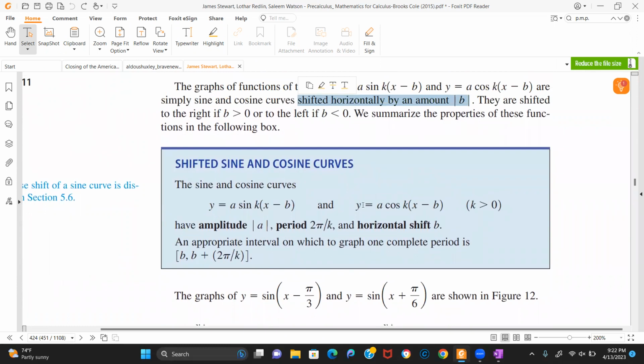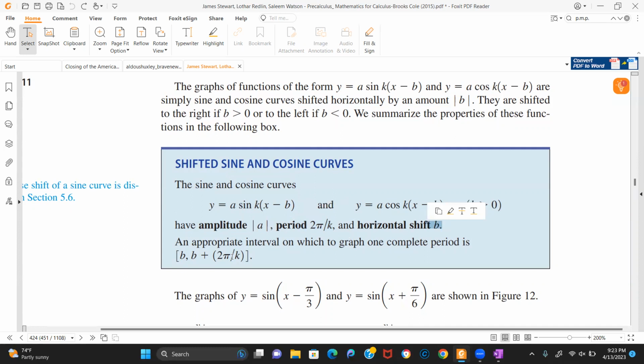So here's just a summary of that. This is kind of just generalizing what we just did. So you have these curves, k is some positive number. Then the amplitude is going to be the absolute value of A. The period is 2 pi divided by k. And the horizontal shift is by b.